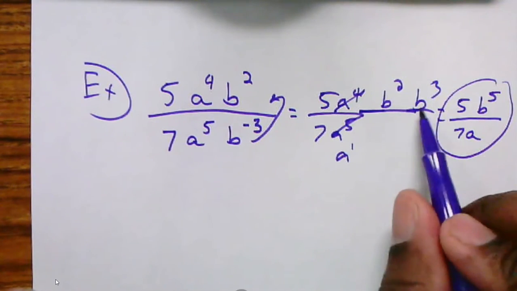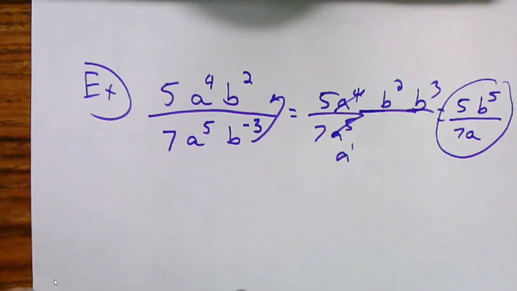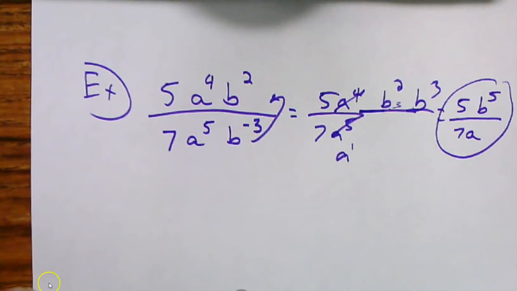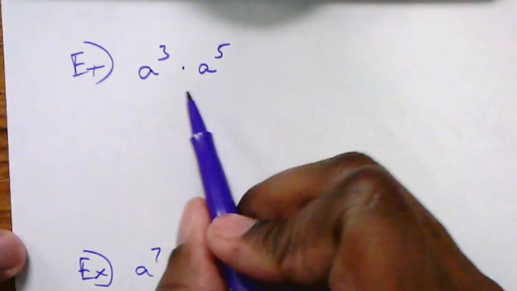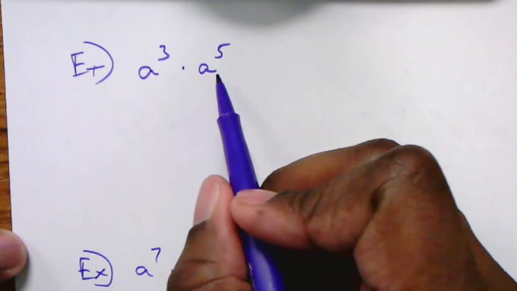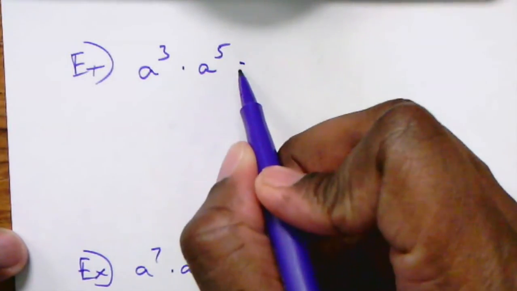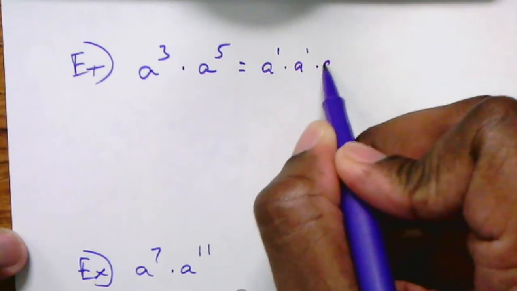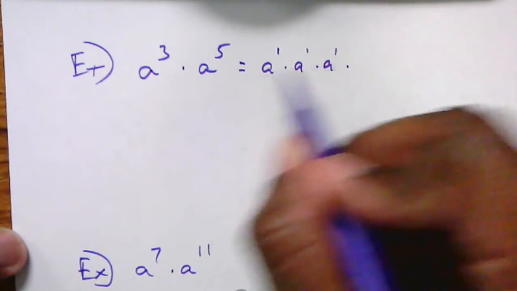I'll explain these problems now. So let's talk about multiplying numbers that have different exponents. Alright, suppose I gave you a to the 3rd times a to the 5th. The long way of doing it is calling this a to the 1st times a to the 1st times a to the 1st, and then 5 more.